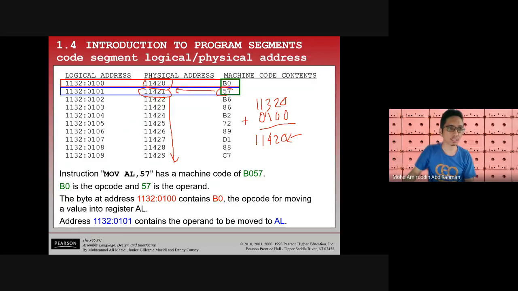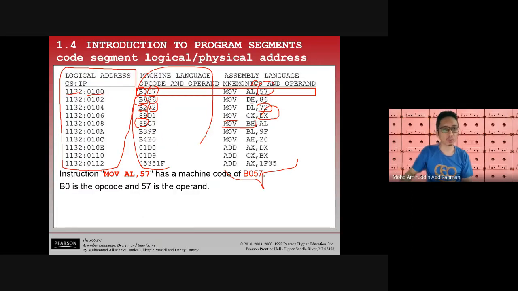And then for the logical address, you will just see the increment, starting from the initial number to the maximum number of instructions given. So the byte address, let's say this first address contains a B0, the opcode for moving a value into register AL. This is what I mentioned. So move AL, move AX, and so on will be different.